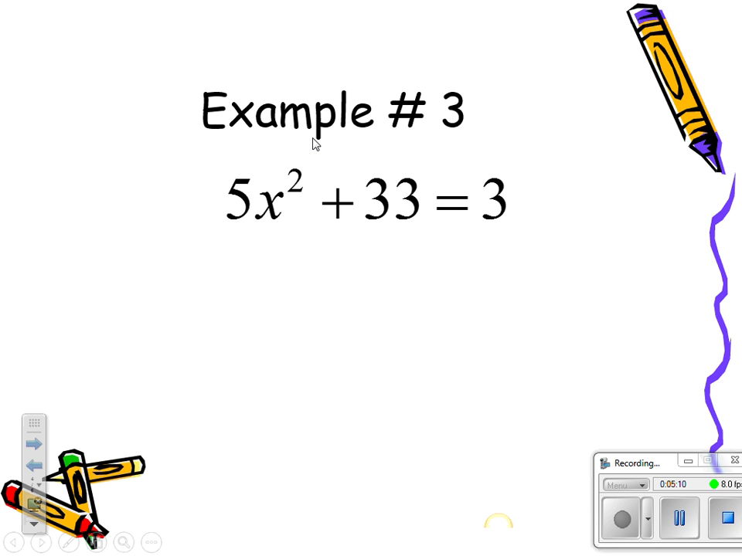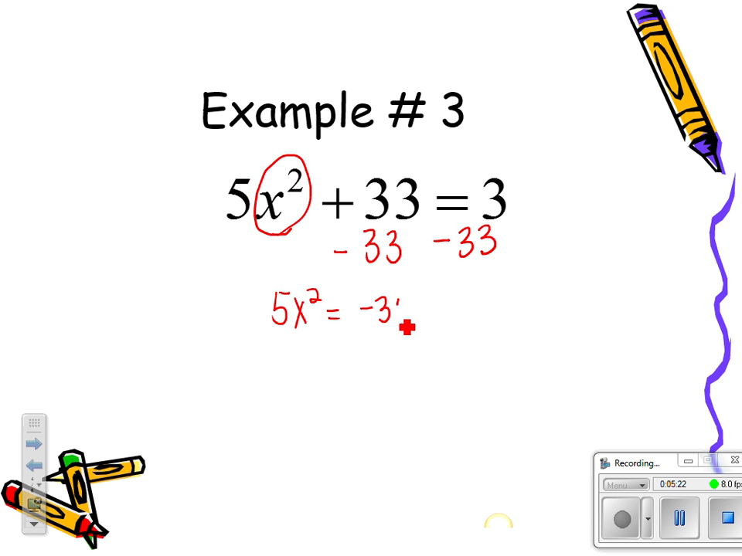5x squared plus 33 equals 3. We're trying to get x squared alone. We subtract 33 from both sides. We get 5x squared equals negative 30. Divide by 5 on both sides. We get x squared equals negative 6. Square root to get rid of the square, and the square and square root cancel each other. X equals plus or minus the square root of negative 6.